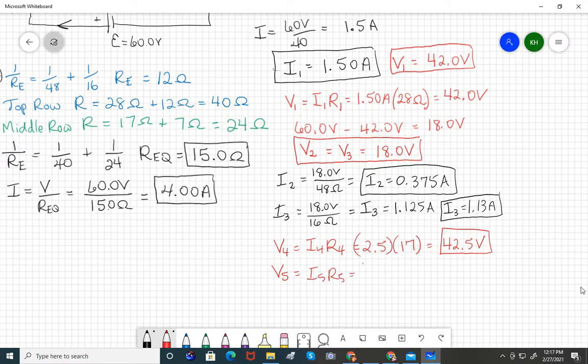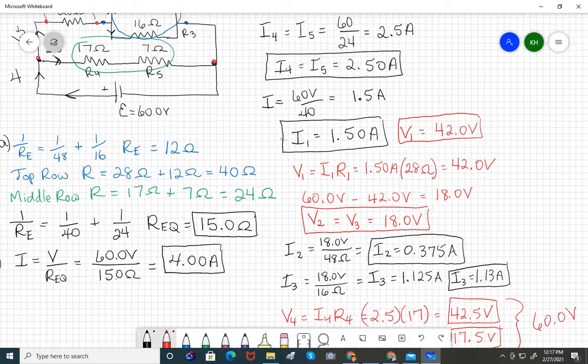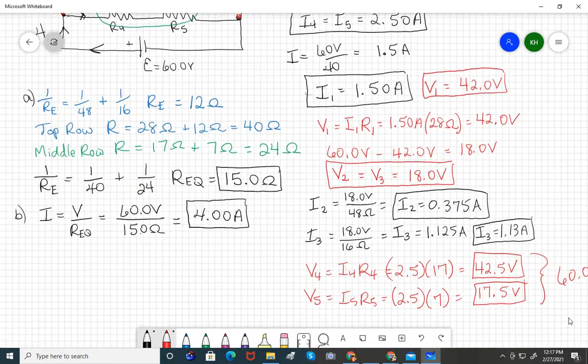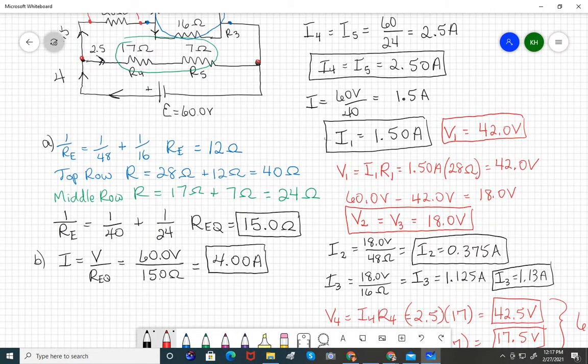The fifth resistor had the same 2.5 amps. They were in series with one another. It was only 7 ohms. That comes out to be 17.5 volts. Notice if you add those two together, you get 60 volts. That makes sense. So in red, we have all 5 of our voltages. In black, we have all 5 of our currents. And everything seems to fit together and make sense.